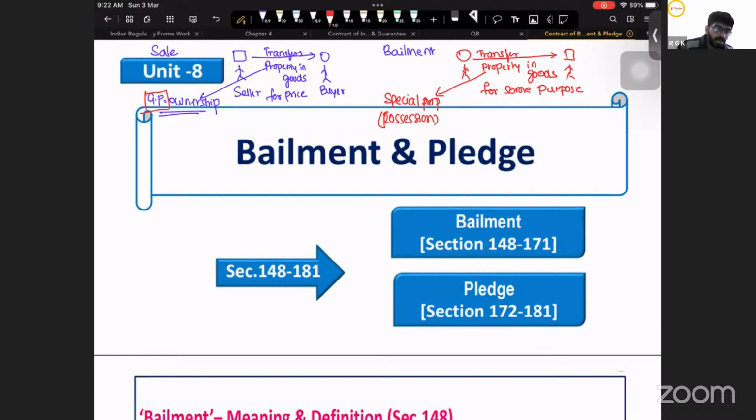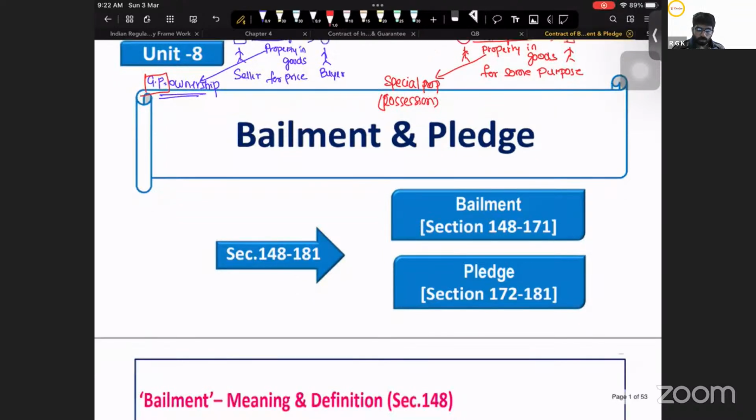Bailment is, again, the transfer of possession of goods from one person to another person for some purpose, on accomplishment of which the goods shall be returned to the true owner or disposed of according to his directions. This is what is called the contract of bailment.